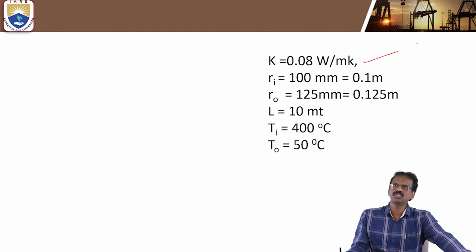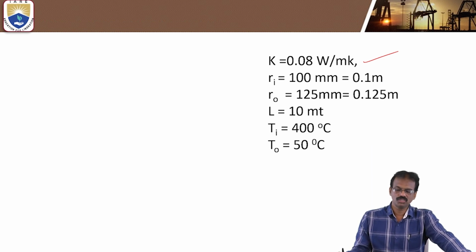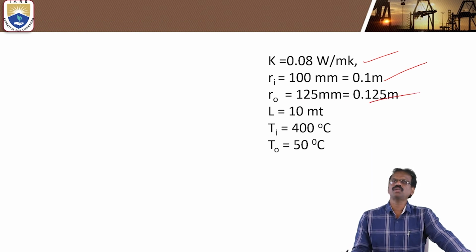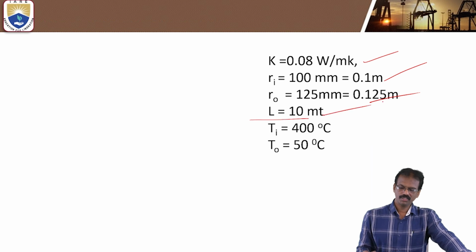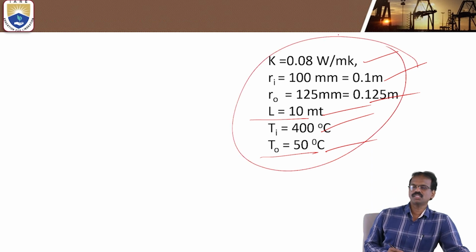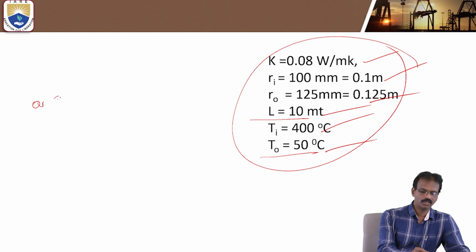Thermal conductivity of the insulation material, 0.08 watts per meter Kelvin. Inner radius of the insulating material, 100 mm, that is 0.1 meter. The outer radius of the insulating material, that is the inner radius plus the thickness of the insulating material, 125 mm, that is equal to 0.125 meter. The length of the pipe, the inner temperature and the outer temperature of the insulating material are also given. By using this data, you can find out the rate of heat transfer, the heat loss Q.